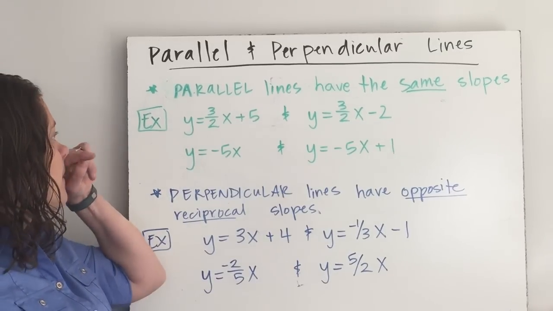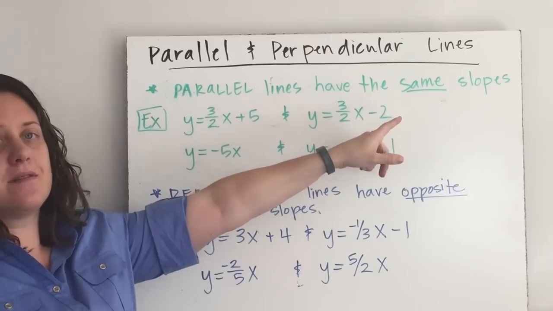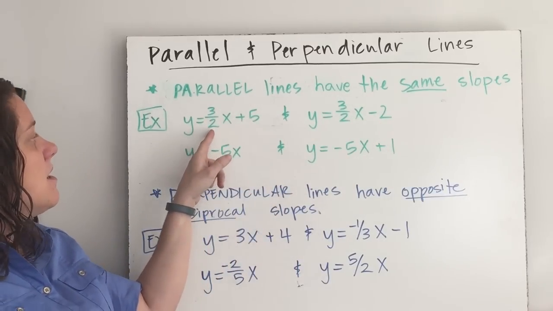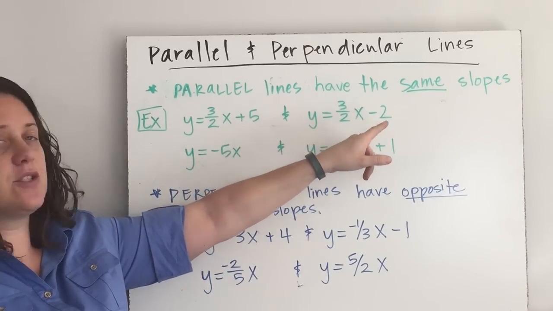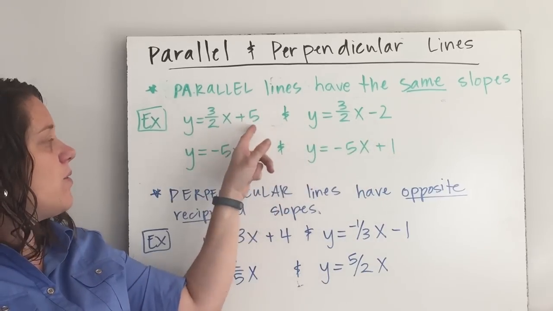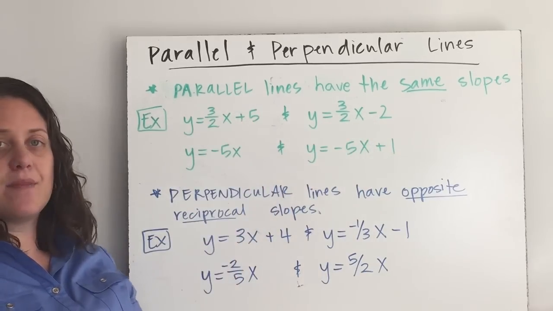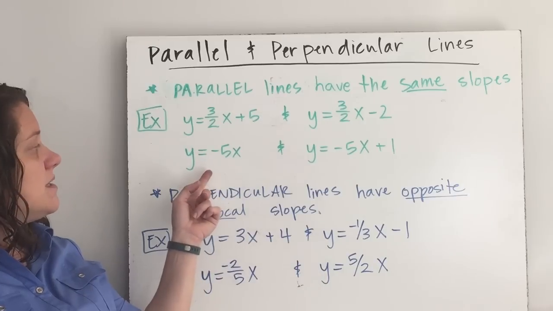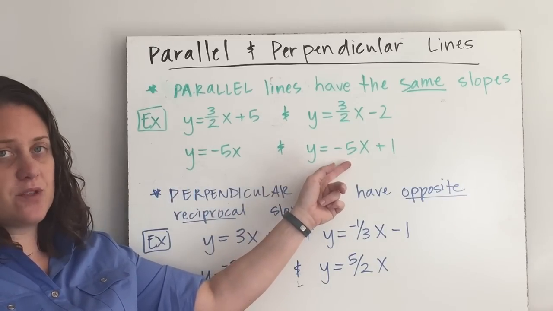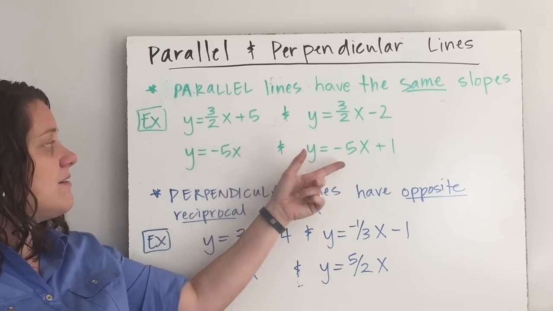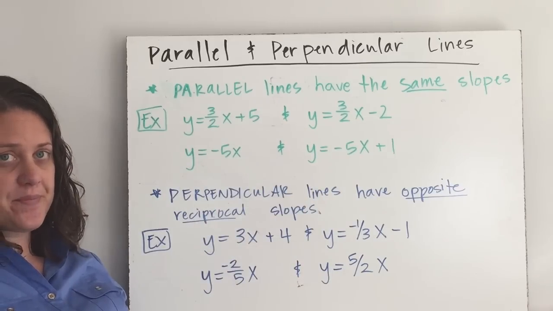So first you need to know that parallel lines have the same slope. So for example, 3 halves x plus 5 and 3 halves x minus 2. It doesn't matter about the y-intercepts, they just have to have the same slope. Another example would be y equals negative 5x and y equals negative 5x plus 1. So they both have a negative 5 for their slope, so they are parallel.